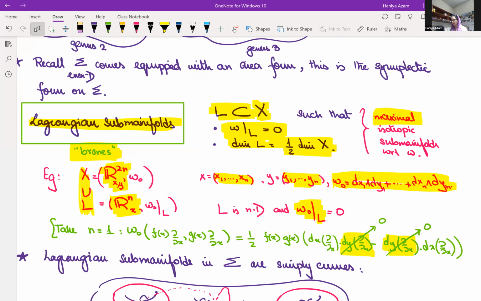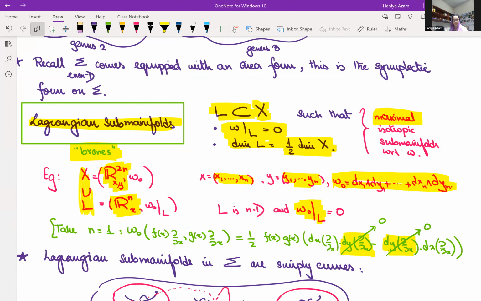And in fact, the same is true for any surface. You take the surface, then all curves on the surface are going to be Lagrangian. So here you see two drawn curves. These are all Lagrangian submanifolds of the surface, let me call it sigma. So this is L, and so on.